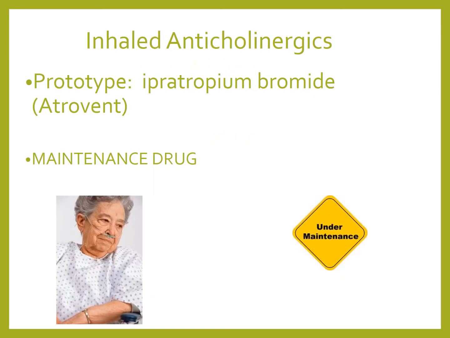Your next drug is your anticholinergic that is inhaled. Your drug of choice for that is ipratropium bromide, or Atrovent. Atrovent is used for the management of COPD, asthma, chronic bronchitis, and pulmonary emphysema. It is available in a metered dose inhaler or a nebulizer, and it works by blocking the acetylcholine receptor site, so it relaxes the bronchial smooth muscles.